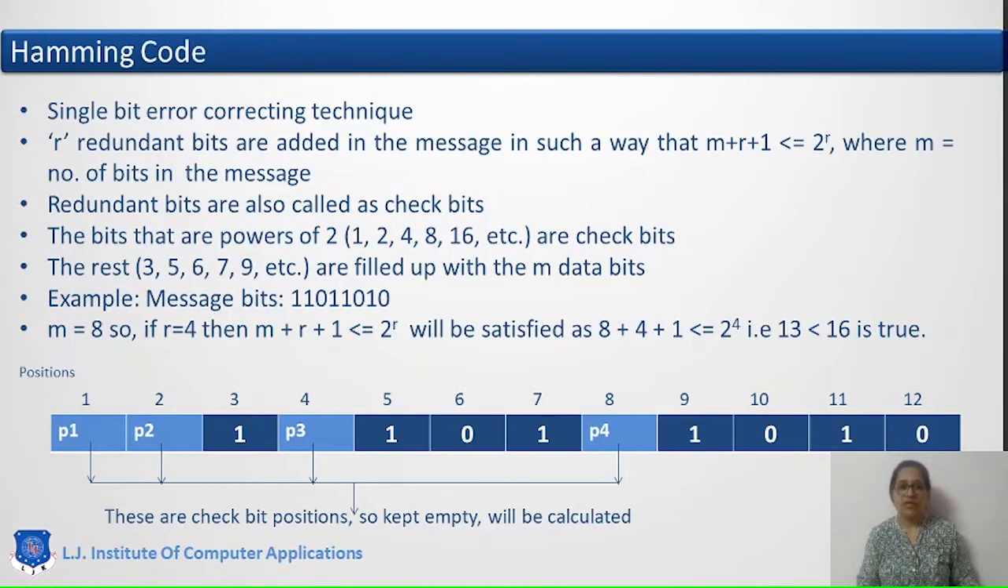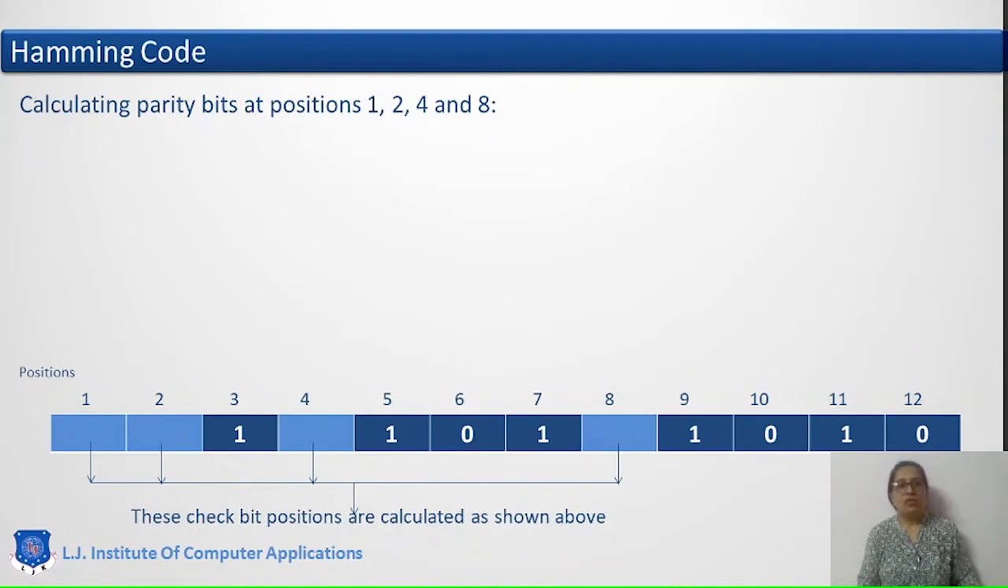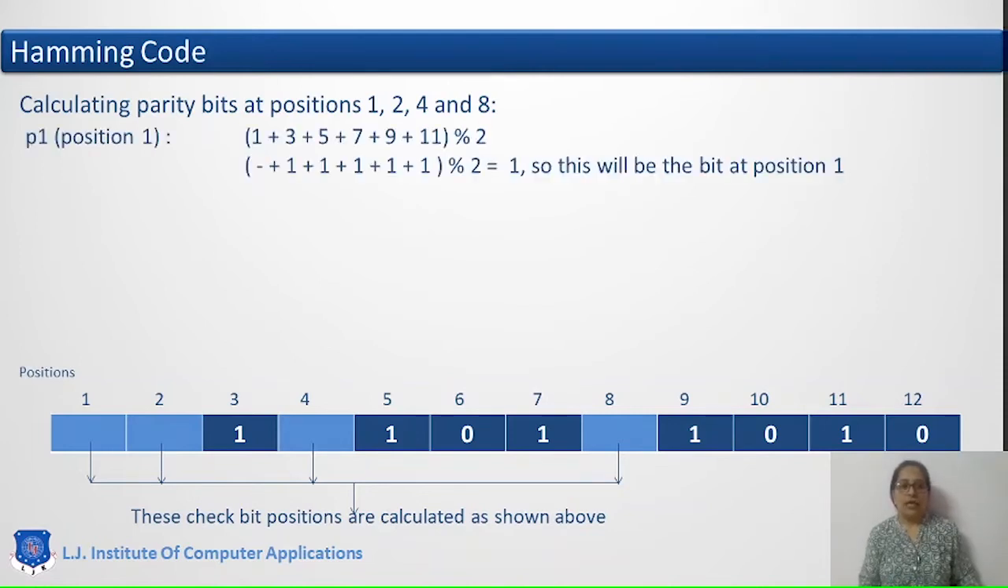As shown in the figure, we can see here these are the positions, position 1, 2, 4 and 8, that are kept empty and all the rest of the positions are filled with the message bits in a sequence from left to right. Now let us understand how to calculate these parity bits at positions 1, 2, 4 and 8. We have just given the names P1, P2, P3 and P4 to identify the position numbers.